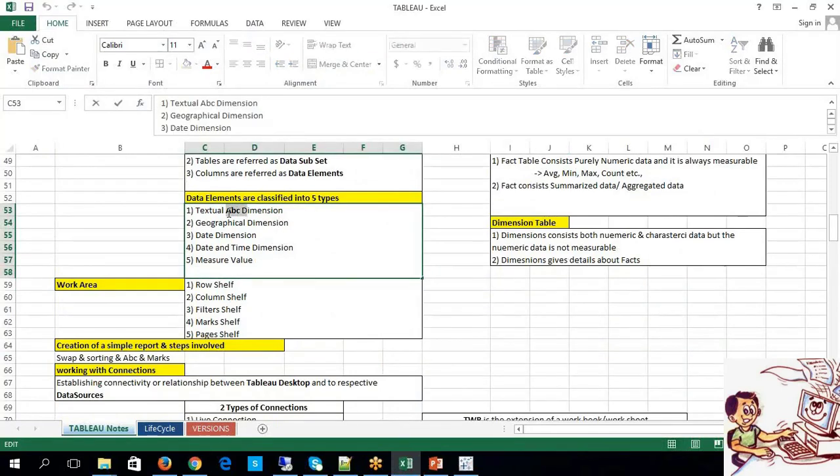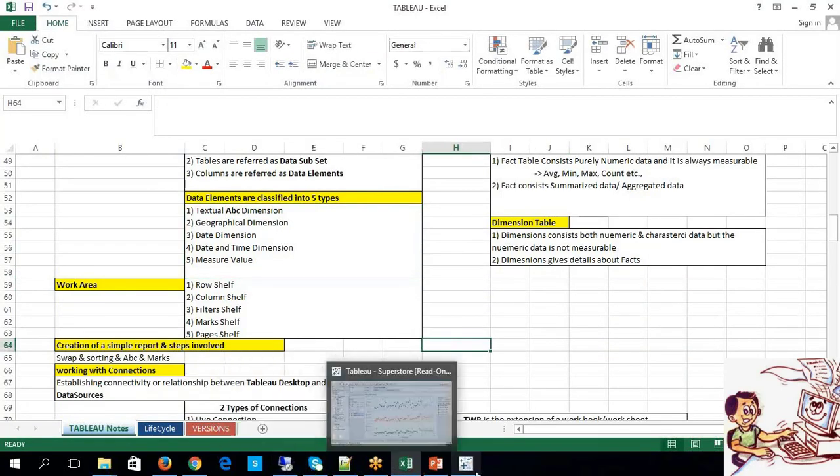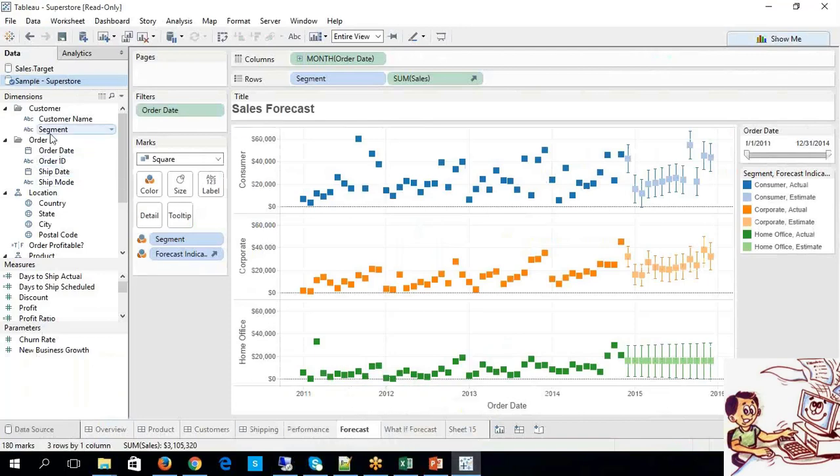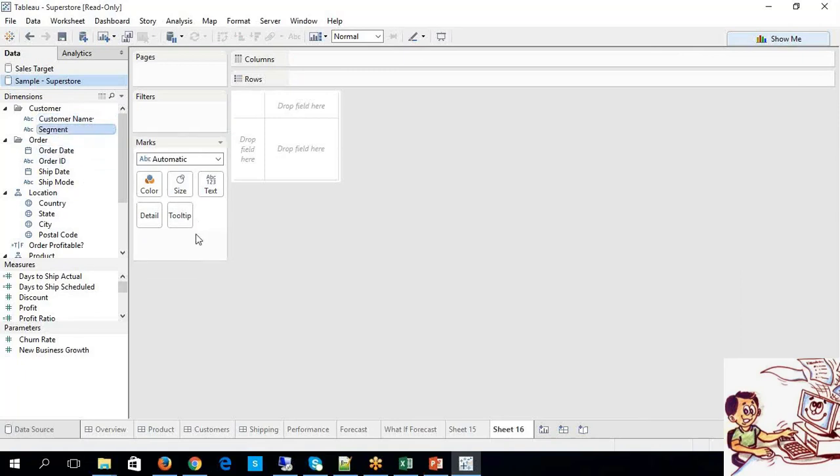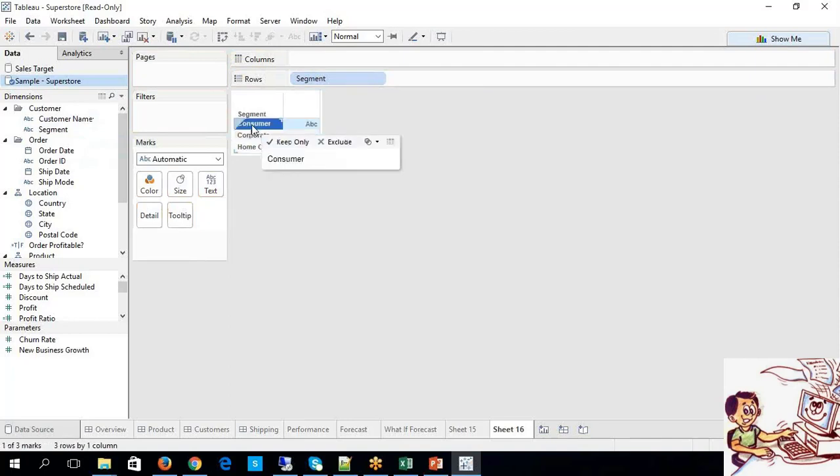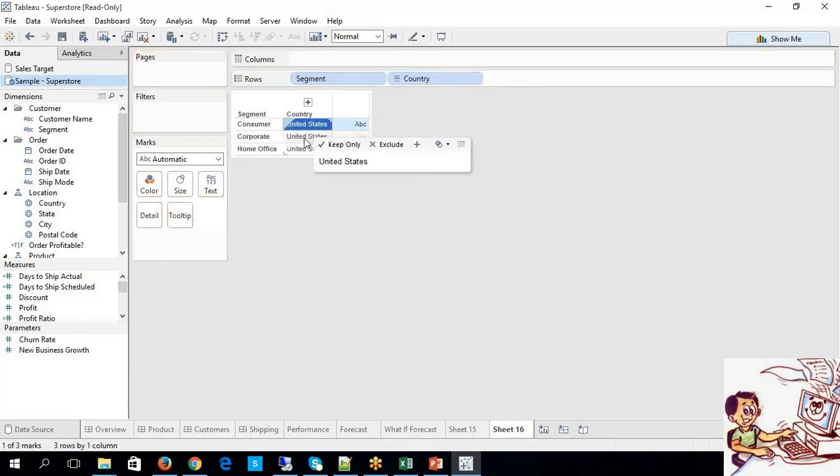Textual dimensions. Textual dimension in the sense, look at this. Wherever you see this ABC symbol, see, what is this? This ABC symbol, for example, segment. See, this ABC is nothing but your textual dimension, where it consists of descriptive data. Descriptive data is called a textual dimension. And the globe symbol you are seeing here, right? This is what is called a geographical dimension. Country, geographical dimension.